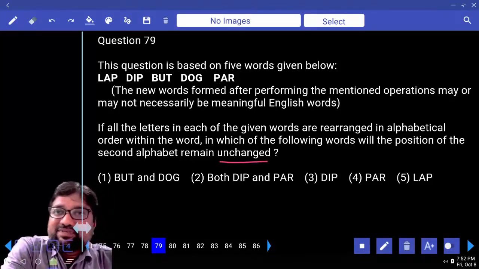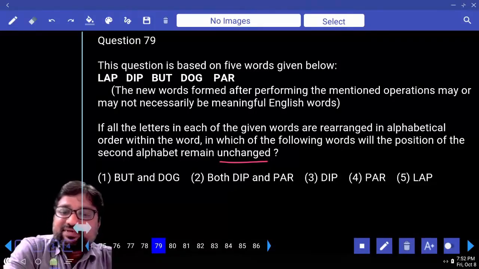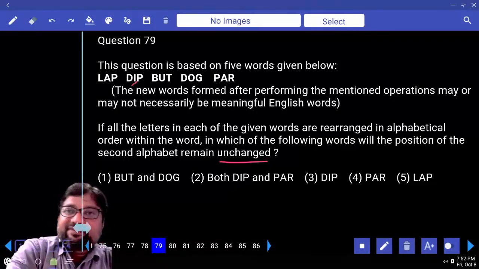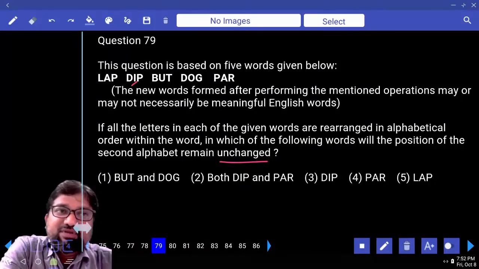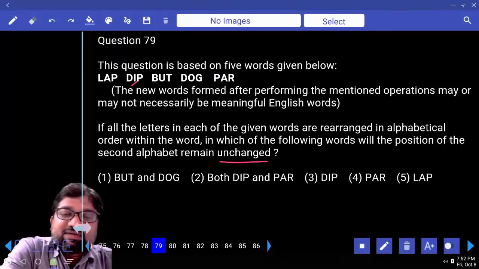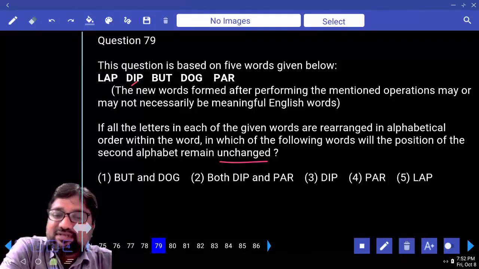Next, D-I-P. Is the second letter remaining the same or different? Same. Now, BUT: how will you write it in alphabetical order? B-T-U. The second letter has changed.